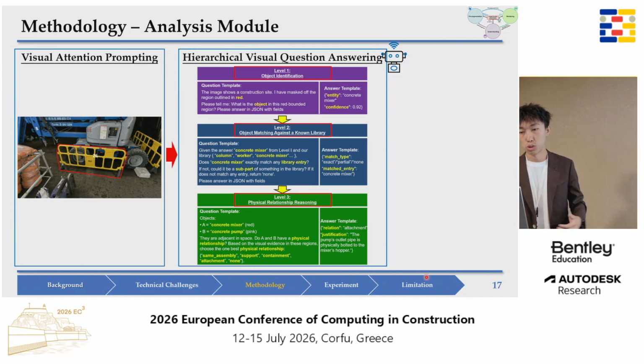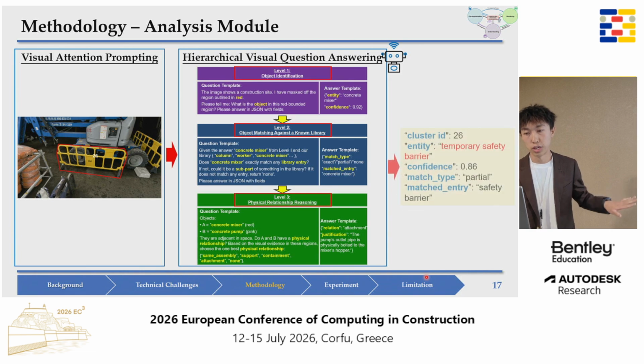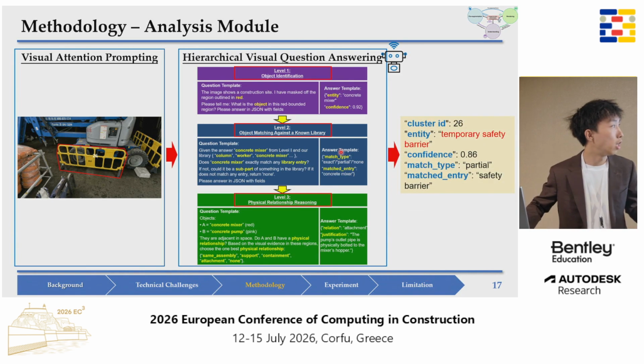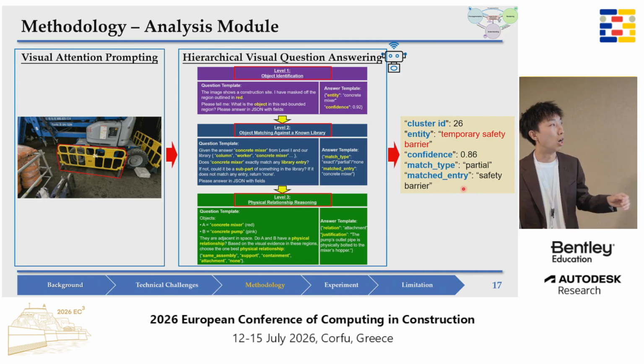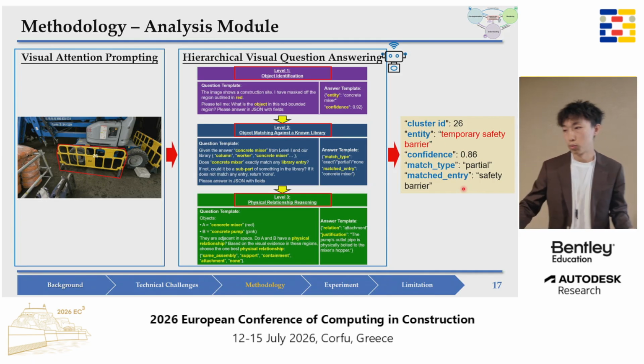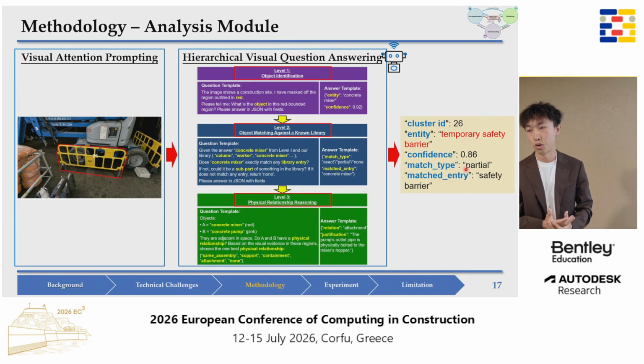And then we can also do the object matching and physical relationship analysis. So this one is a very typical answer from the large language model. It can accurately recognize this temporary safety barrier.